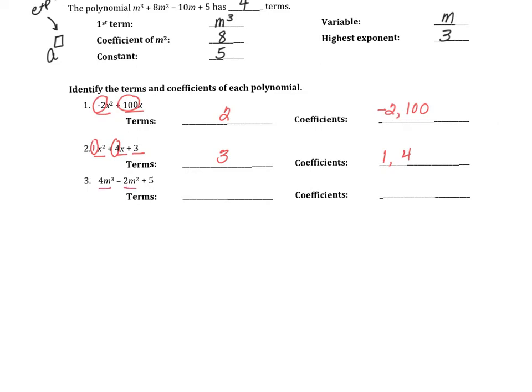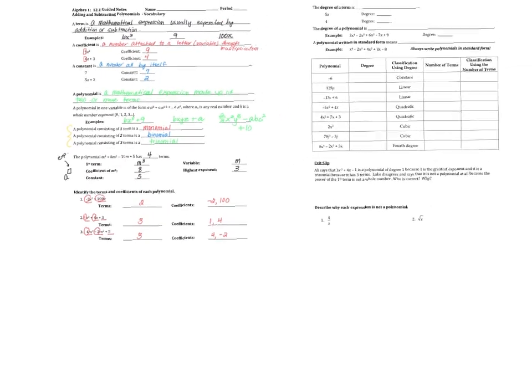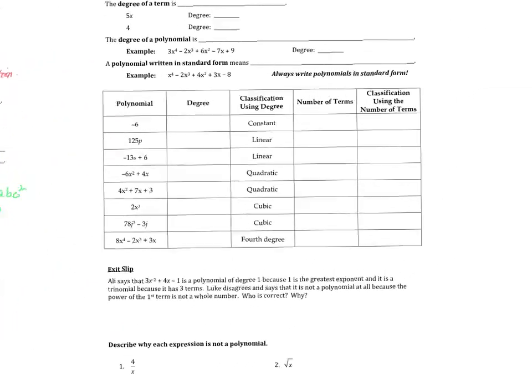Next one we have 1, 2, 3. And their coefficients are going to be 4, -2. Oh, and that's it. Because 5 is a constant. Why? Because it's all by itself. I don't know if you guys are old enough to know that song by Celine Dion. All right, on to the next page, everybody.